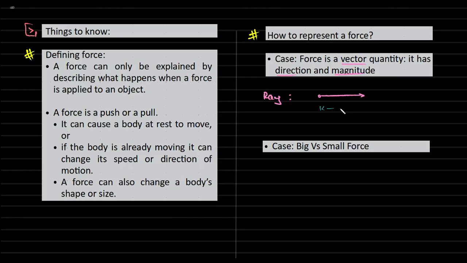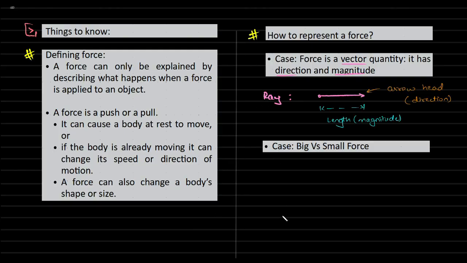So to represent the magnitude part, we look at the length. When you look at the length, it gives you the magnitude. And obviously the arrowhead represents the direction. So this is how you represent a force.